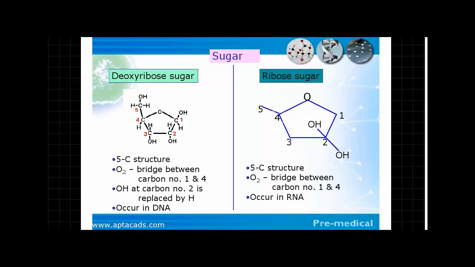Now an oxygen bridge is present between carbon number 1 and carbon number 4, as we can see in the diagram. This is carbon number 1, this is carbon number 4, and the oxygen bridge is present over there. The most important thing in case of sugar is the positioning of carbon number 2. At carbon number 2, in case of deoxyribose sugar, there is 1 hydrogen and 1 hydroxyl, whereas in case of ribose there are 2 hydroxyl groups. So it is carbon number 2 which differentiates between deoxyribose sugar and ribose sugar.